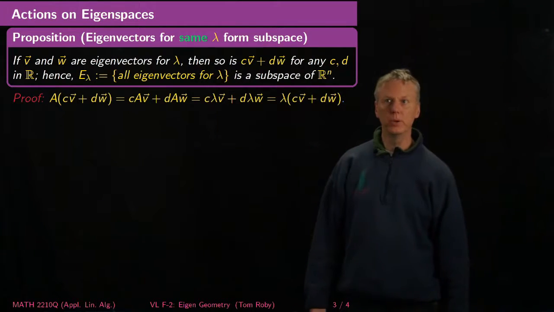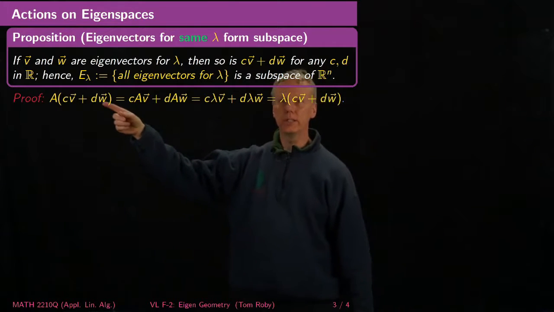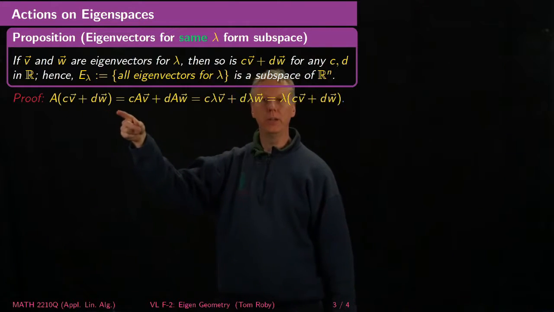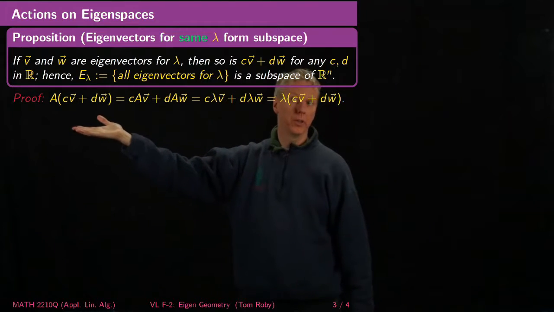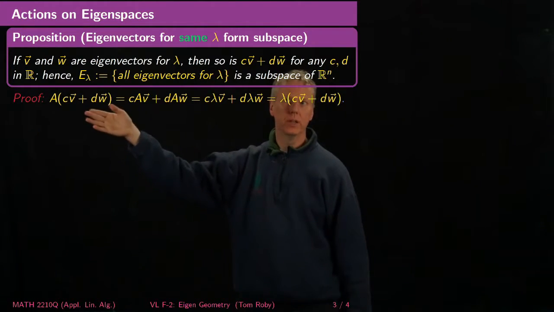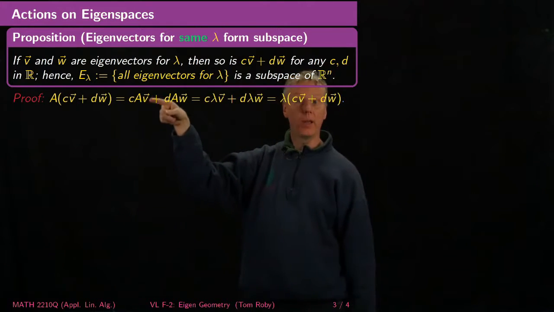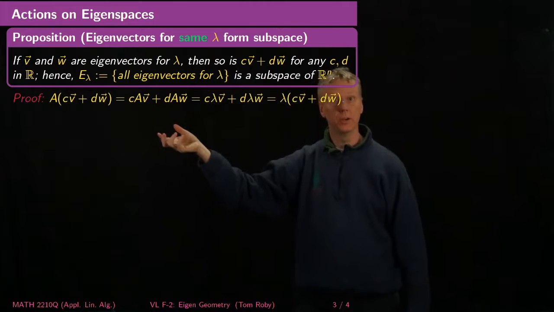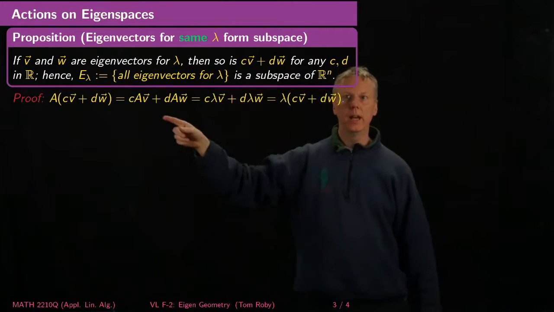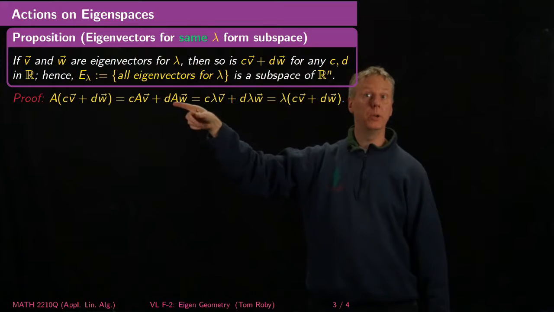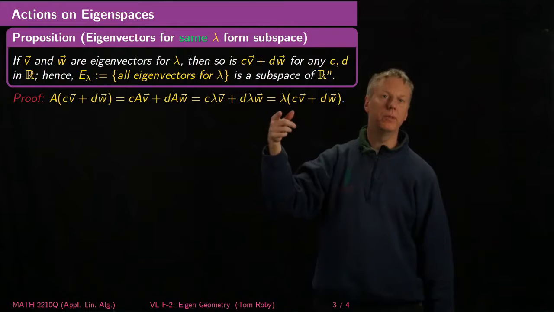So how does this one-line proof work? Well, if I look at this linear combination, CV plus DW, multiplying by A is a linear operator. In other words, the distributive property works. So I can replace A times CV plus DW by C times AV plus D times AW. So the sum splits and the scalars factor out. And now I just use the property that V and W are eigenvectors to replace AV and AW with lambda V and lambda W.